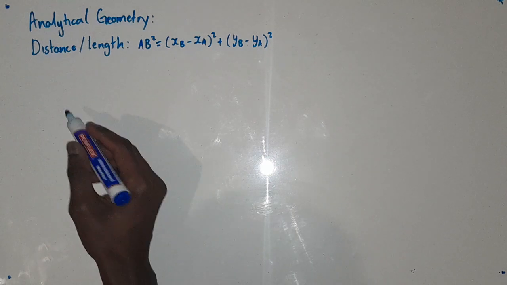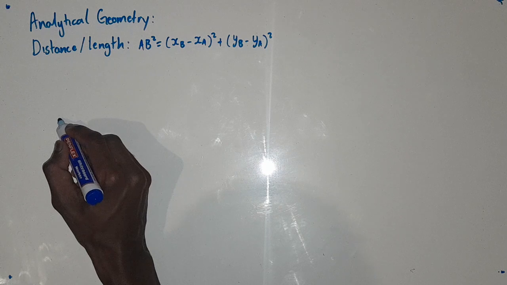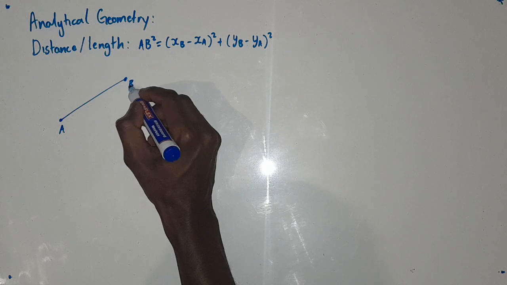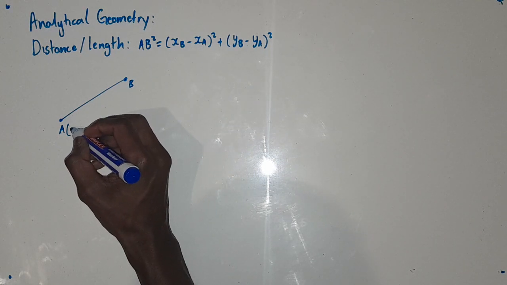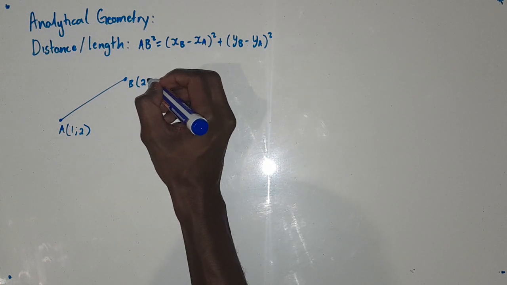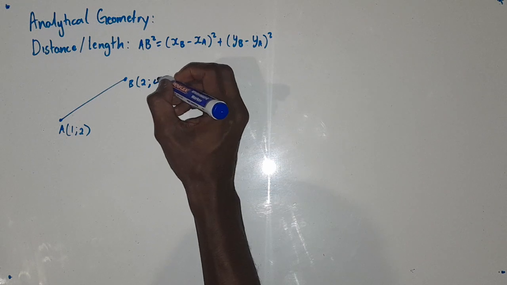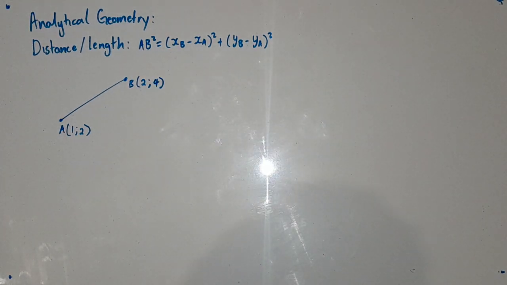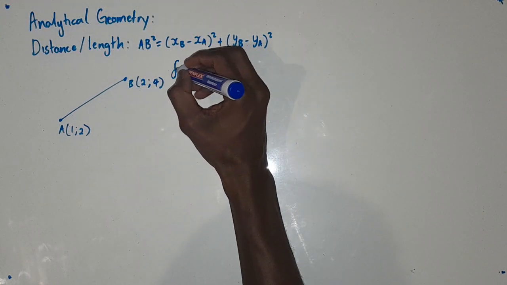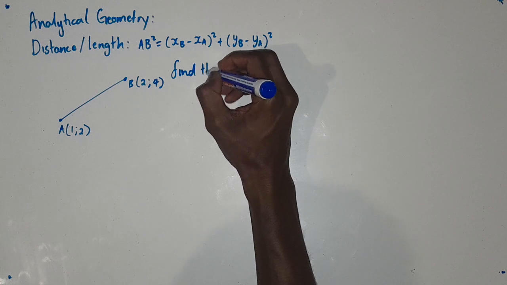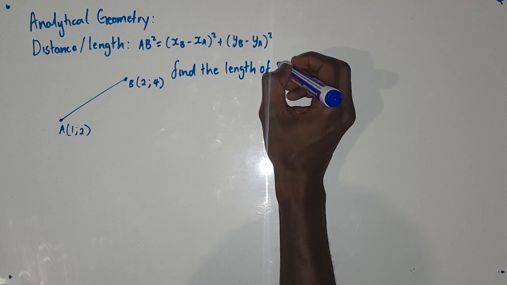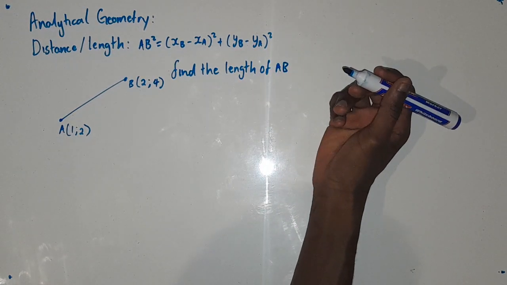Suppose I have a line like this, with the coordinates, let's say, A is (1, 2) and somewhere here B is (2, 4). Then I ask you to find the length of AB.